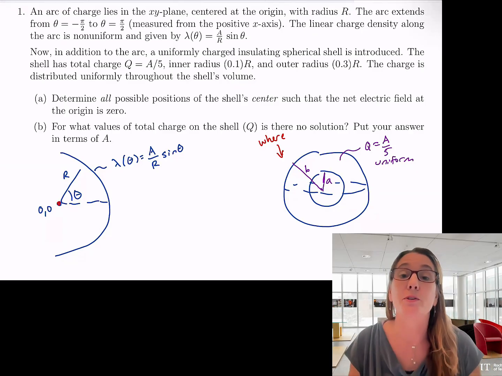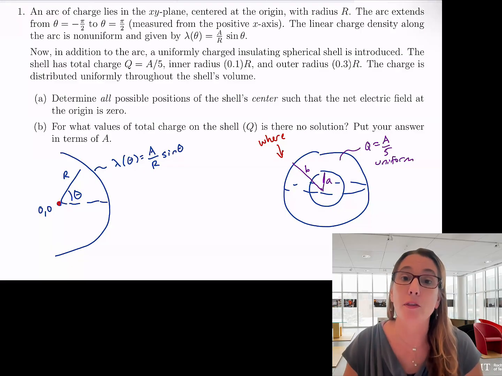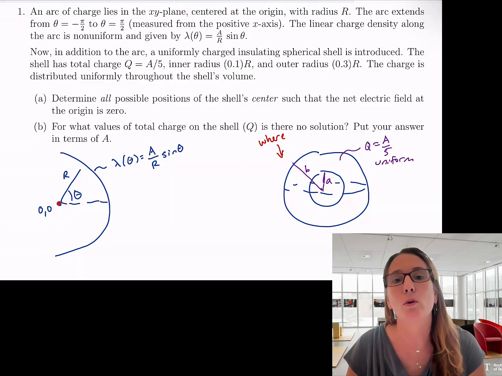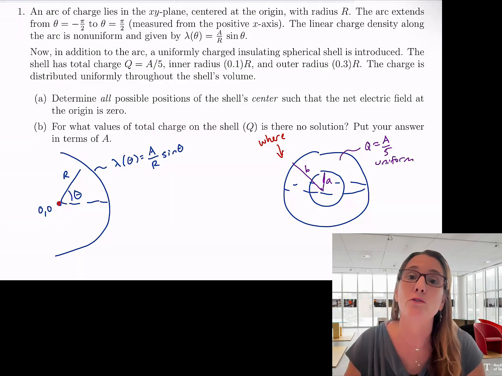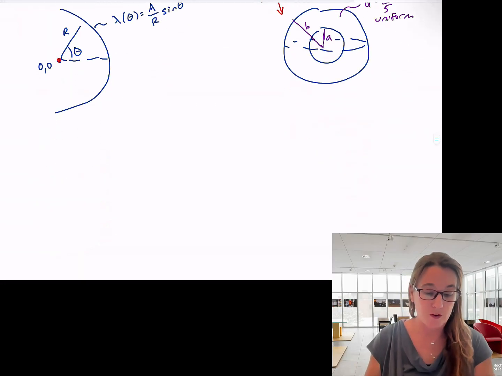So in order to solve this, I think the first logical thing is to find the electric field at the origin from the arc, because the arc is fixed in space. And so we will know that electric field, and then we can visualize what we're trying to cancel. So let's go ahead and do that first.